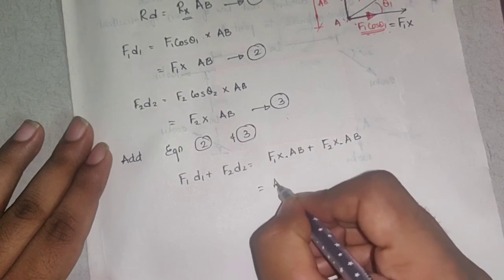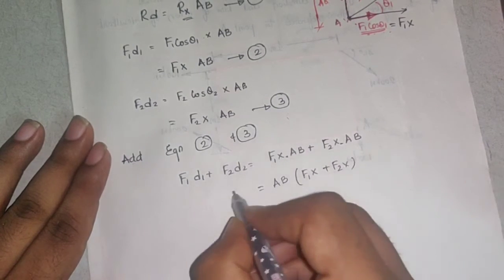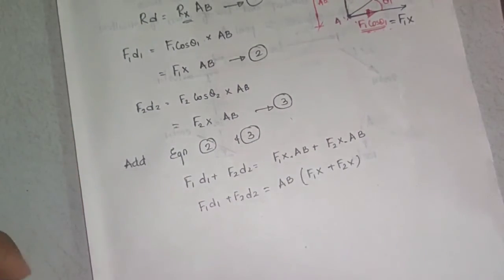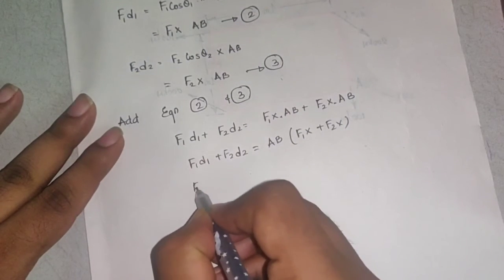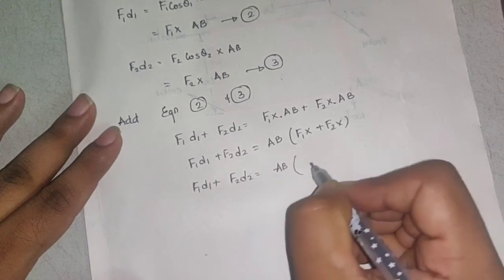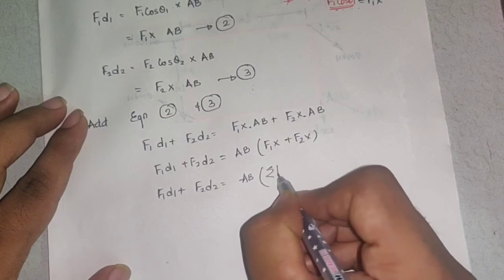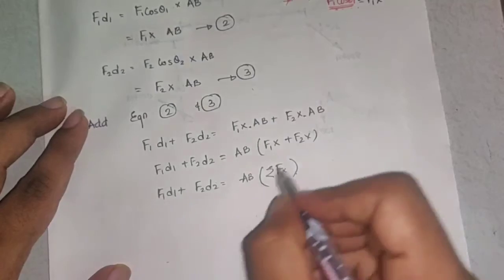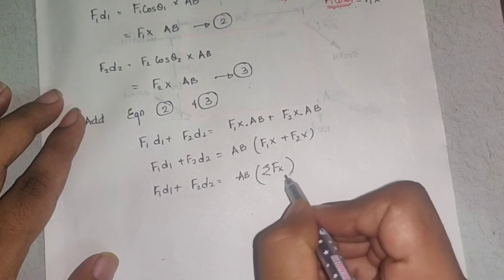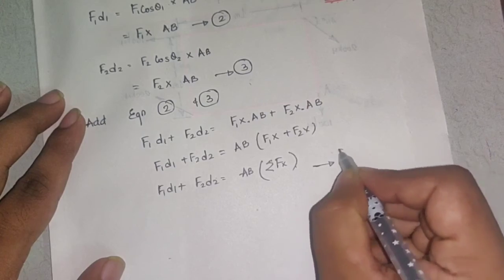So what is common in this? AB is common, so I'll write this as AB into F1x plus F2x. Then F1 D1 plus F2 D2 is equal to AB into F1x plus F2x. Can I write this as the summation of forces in the x direction: F1x, F2x, F3x, F4x and so on? Can I write all the forces as the sum of forces in the x direction? That will be summation Fx. I'll write this as equation 4.